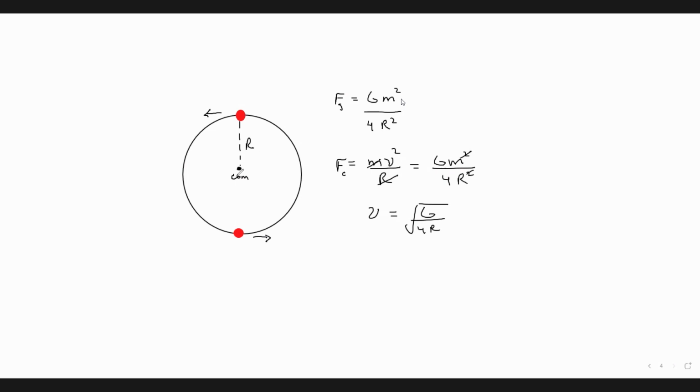And we want to know the period. Well, the period is easy. The period is going to be equal to the circumference, which is 2 pi r, divided by the velocity v, right? Because if I'm traveling with this velocity, then the time it takes me to go all the way around once is just 2 pi r divided by that velocity.